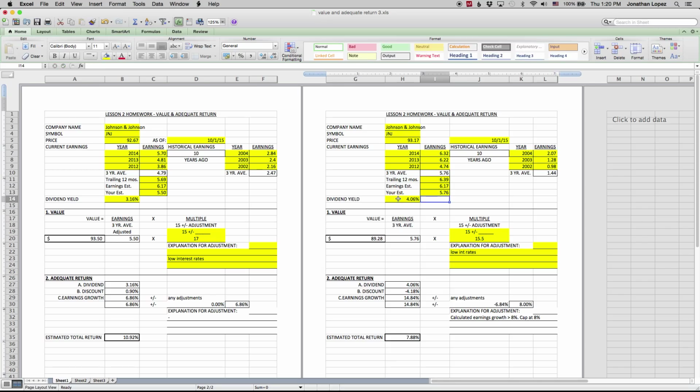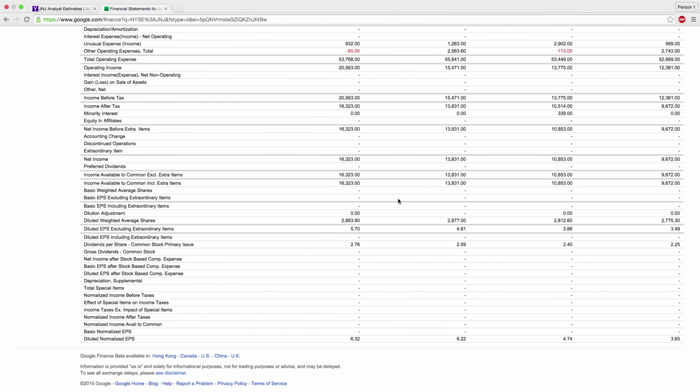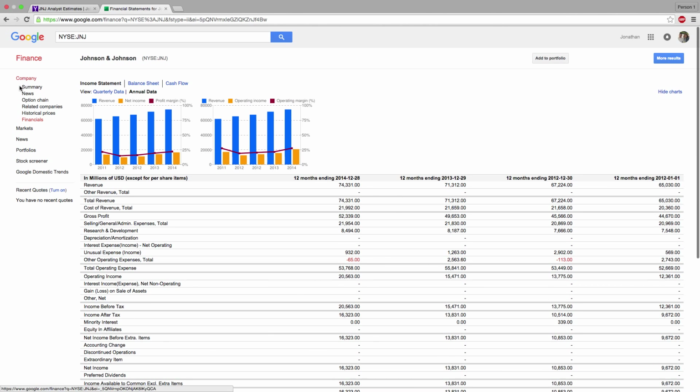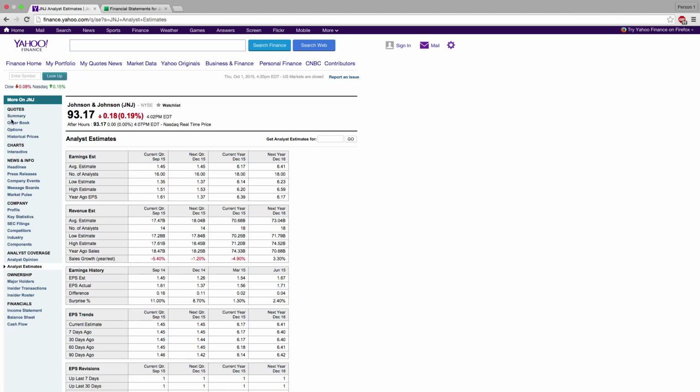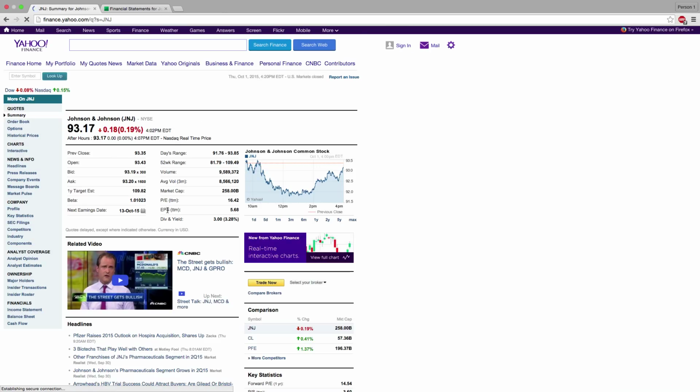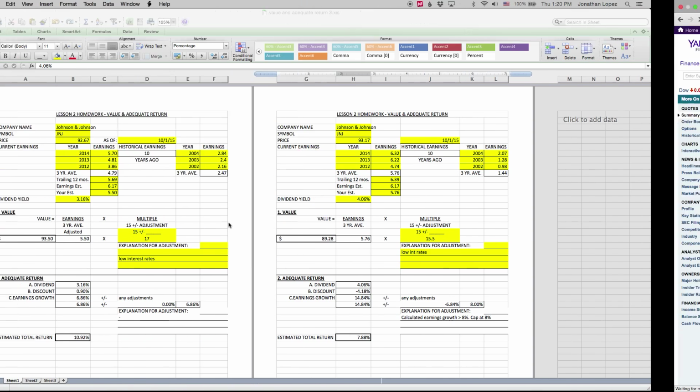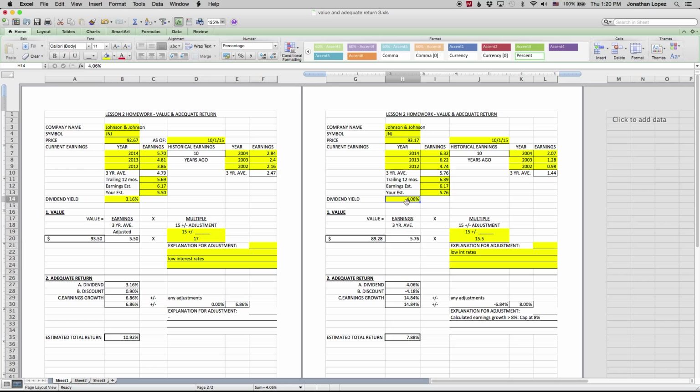Okay, so let's look at the dividend yield. I know where it is in Yahoo, so if I go to summary, dividend yield is the one in parentheses, 3.28. Dividend yield is 3.28.